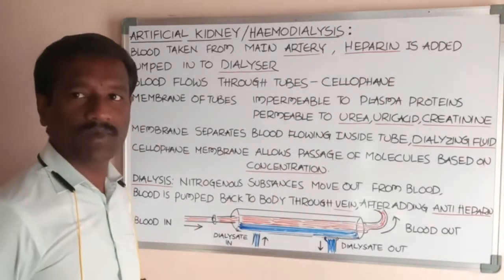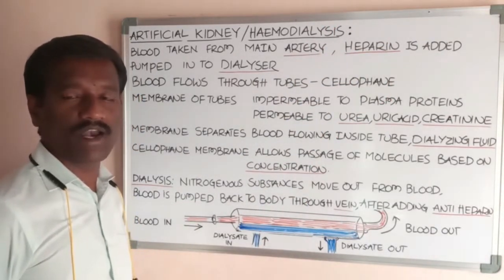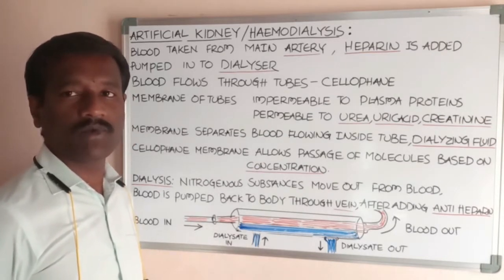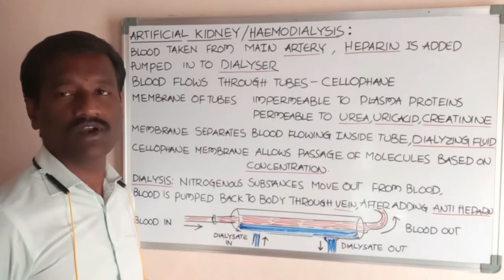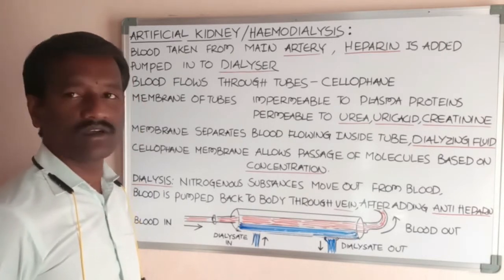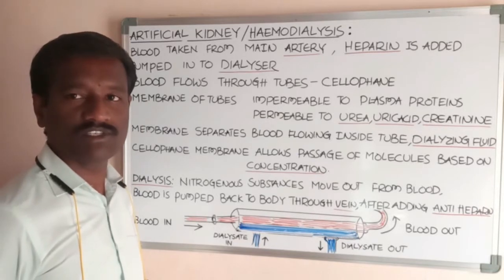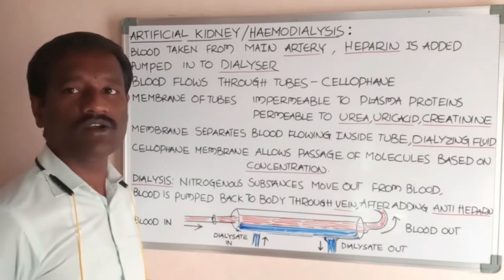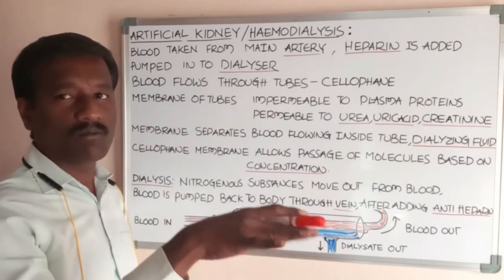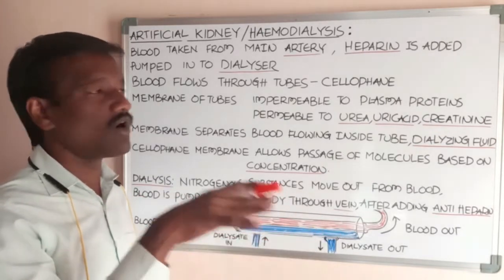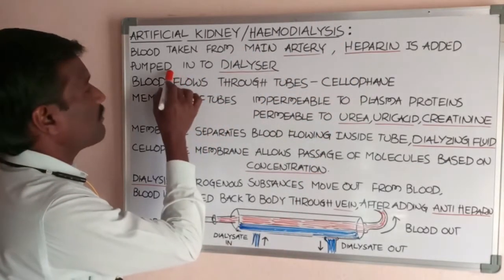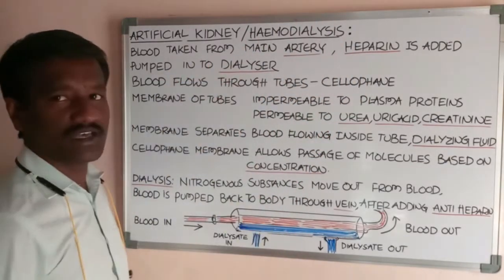the blood. Heparin is added to the blood. Already you know heparin. Heparin is the anticoagulant of the blood, and it helps prevent coagulation of the blood when it flows through the blood vessels in the body. Heparin is added to the blood and pumped into the dialyzer.